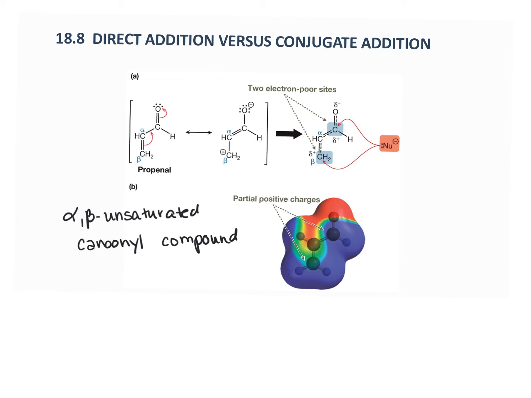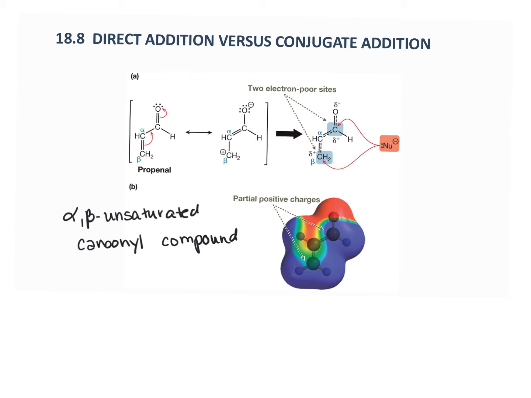And just like a lot of times we talk about alpha hydrogens, the alpha carbon is the one next to the carbonyl group, and then the beta carbon is the one next to the alpha carbon here. So when we say it's alpha beta unsaturated, this is what we're talking about. Now, when we see this, there is resonance here.